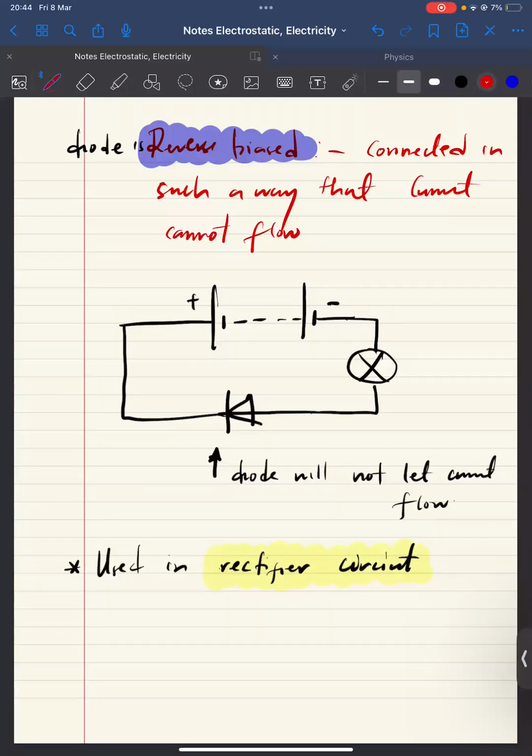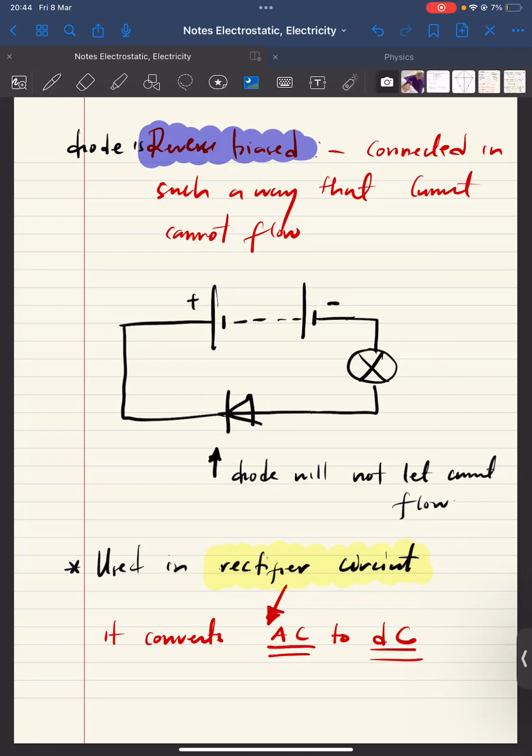It has 4 diodes. It's used to convert from AC to DC. Very good. A rectifier circuit is a circuit that converts AC to DC.